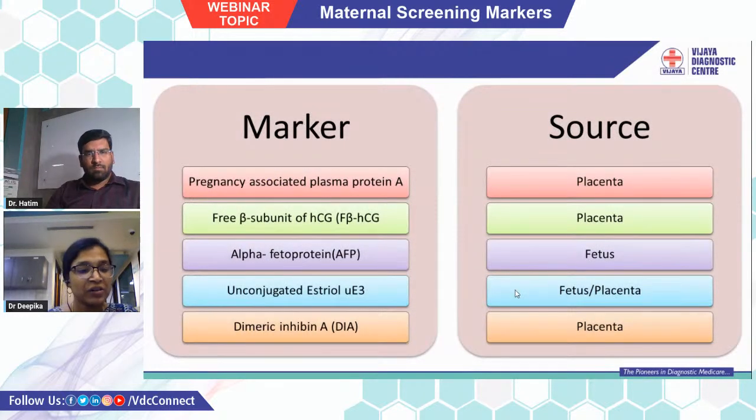And where are these markers produced from? They are produced either from the placenta or the fetus.